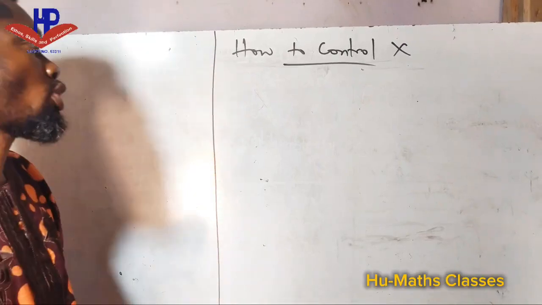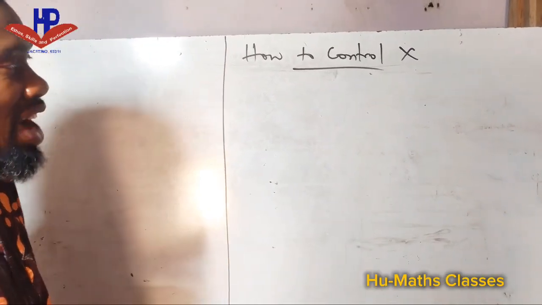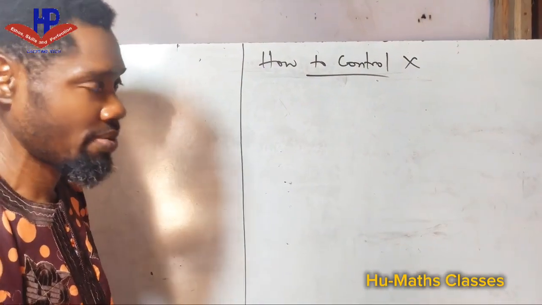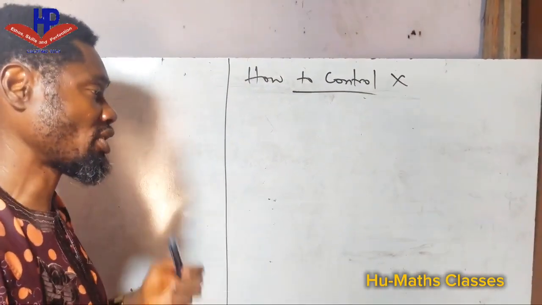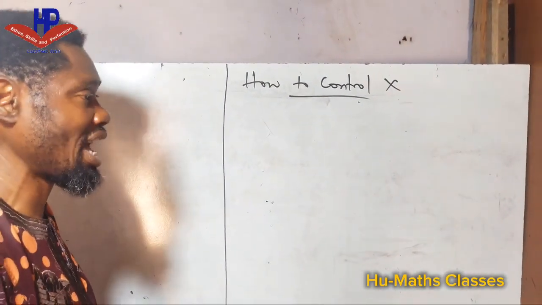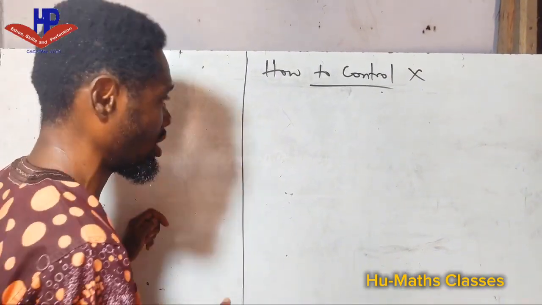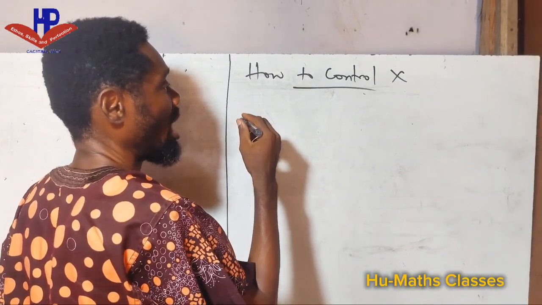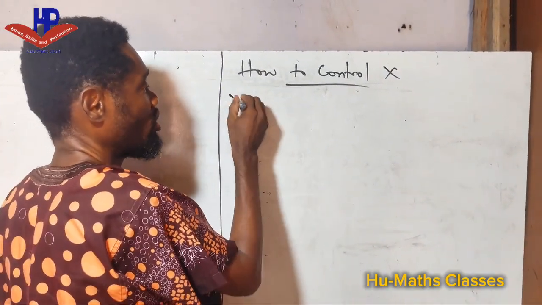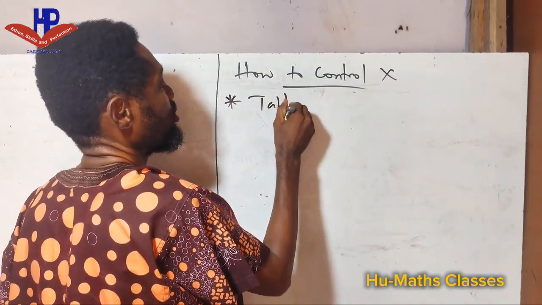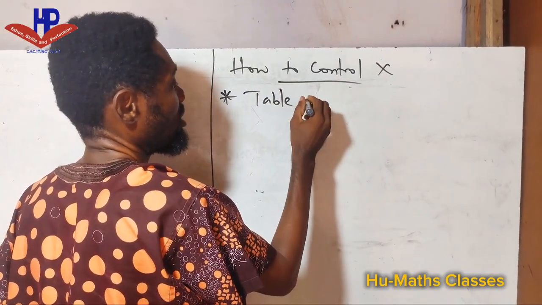Okay, so let's look at how to control the independent variable, which is x, today. I said previously that we are going to look at that today after dealing with the exclusive and inclusive inequality. So let's look at this. For example, I'll be using the table of values. So we need to deal with table of values today so that you understand that properly. Table of values.